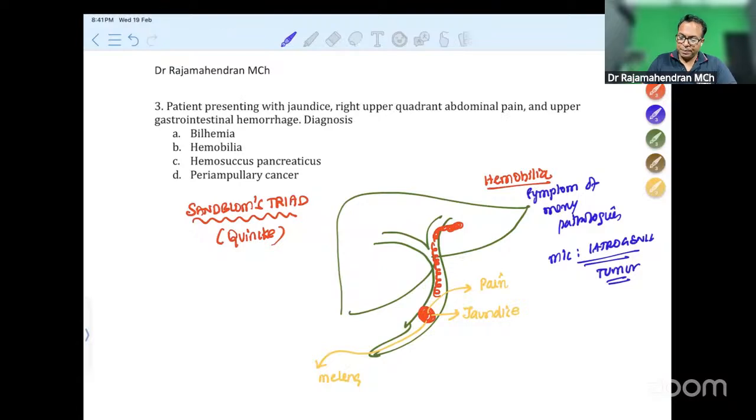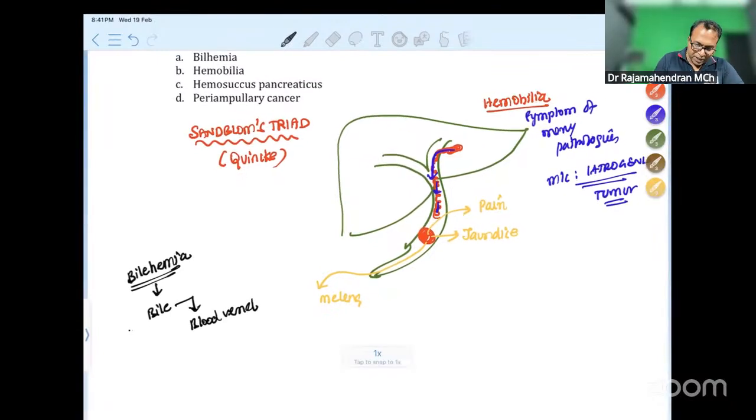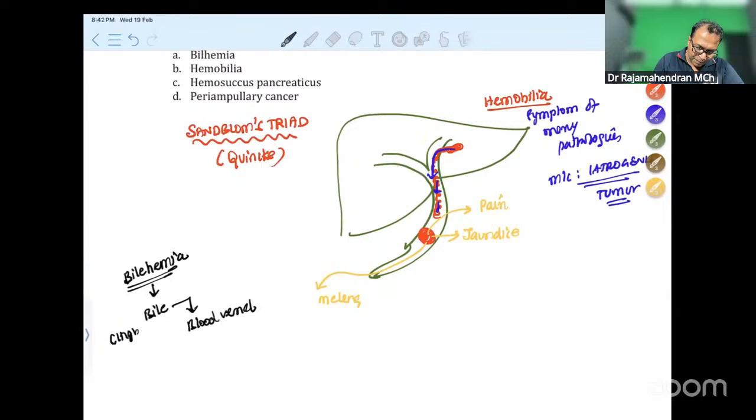So don't forget, the blood enters into the bile duct. That is called as hemobilia. Blood into the bile duct. There is another similar condition called as bilhemia. This is very rare condition in which the bile is now entering into the blood vessel. Why is it happening? Usually it will not happen. When the bile duct is obstructed or there is a high pressure in the bile duct, it enters into the blood vessel, especially it enters into the veins.